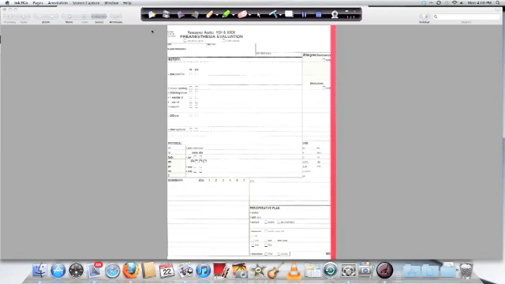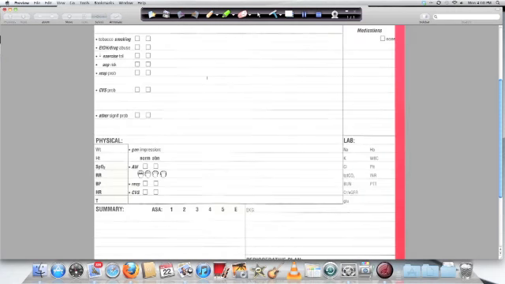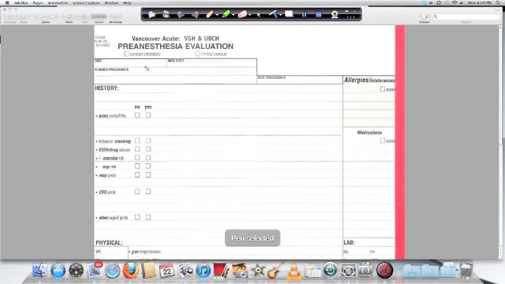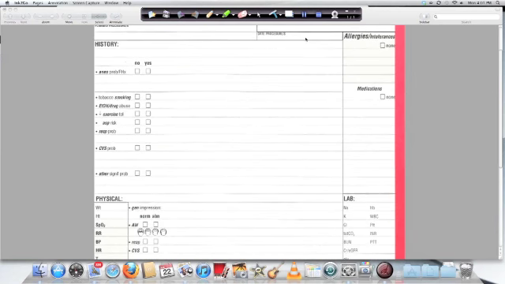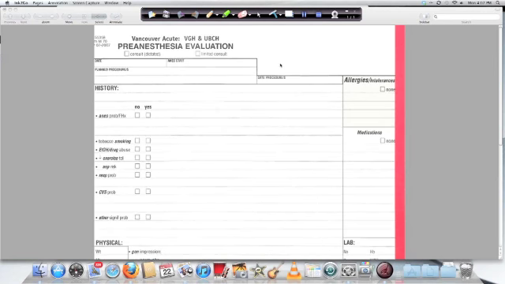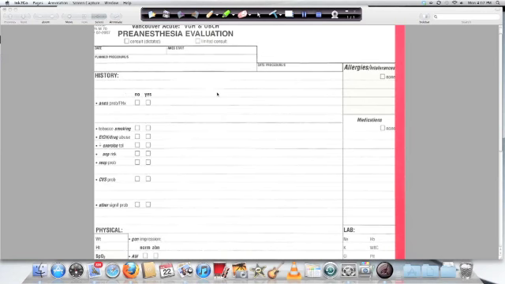So let's see if I can zoom in here so we can see it a bit better. These things are fairly straightforward. Date is obviously the date that the surgery is going to be taking place. This is your staff anesthesiologist, and then the planned procedures. And so when you go and see the patient, often it's useful to spend 5 to 10 minutes reviewing their chart before you actually sit down and have this chat with them.